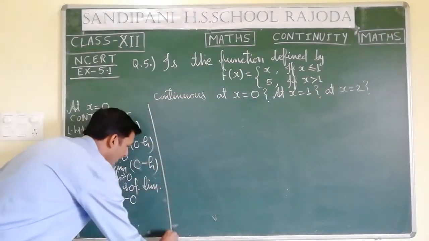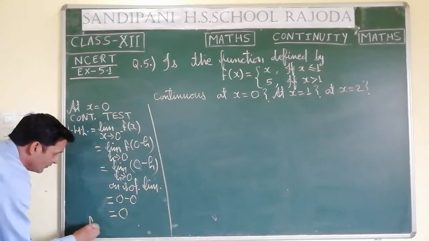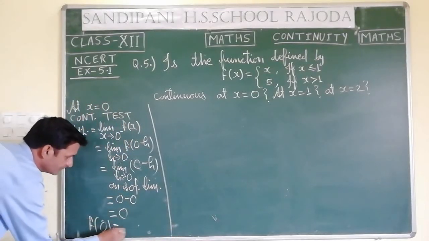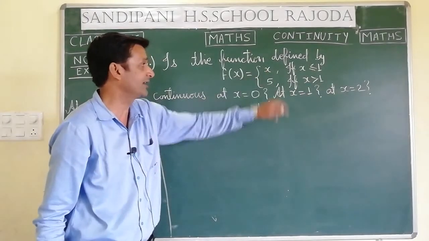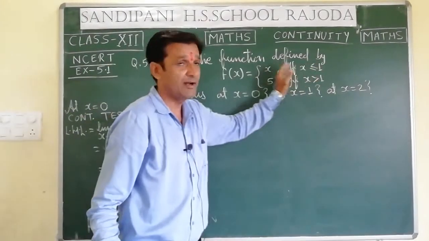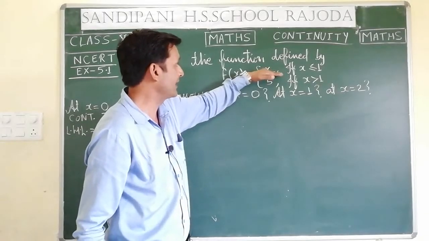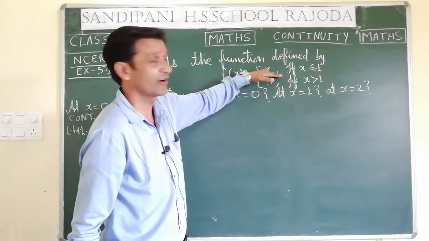Now f of 0 is also 0, because in place of x we have to write 0 directly. 0 is less than 1, that's why it is applicable only on this function.